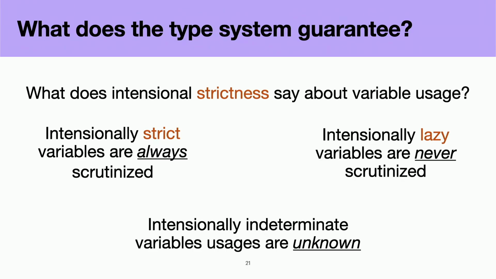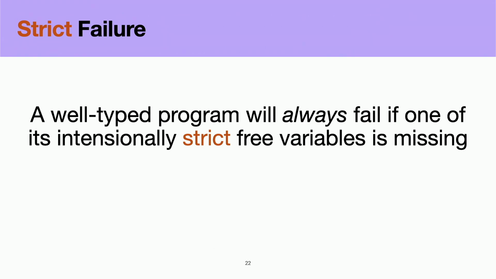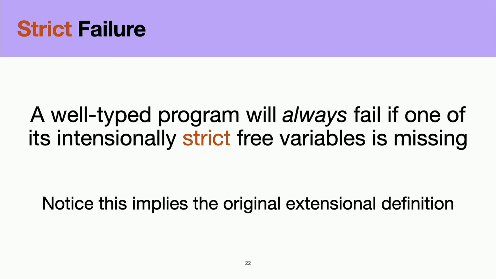Stated a bit more formally, the first property is strict failure, which tells us that a well-typed program will always fail if one of its intentionally strict variables is missing. If we imagine that we can evaluate a program that's open with an environment that substitutes values in for free variables, if this environment is missing an entry for one of the strict variables, then evaluation of the whole term will necessarily fail. You can see the connection here with the original extensional definition because you can imagine closing this open term via abstraction and then think of the environment like arguments to this new function.